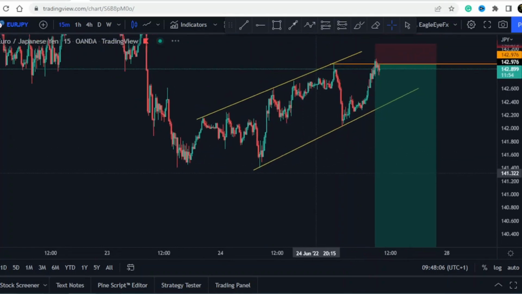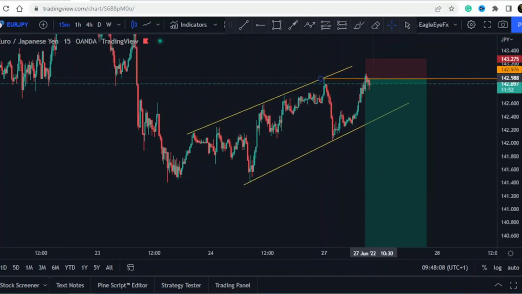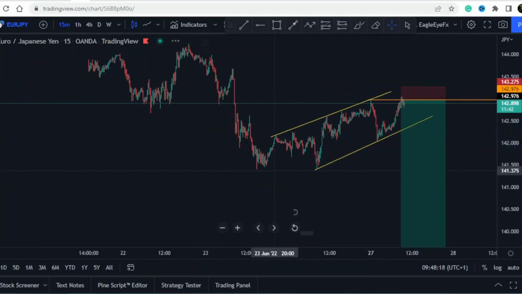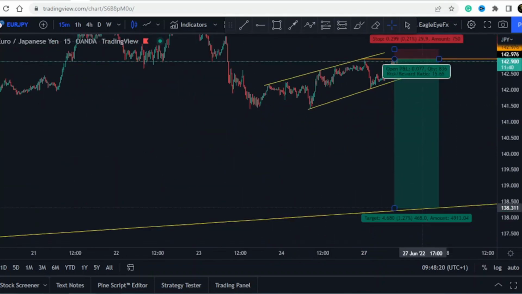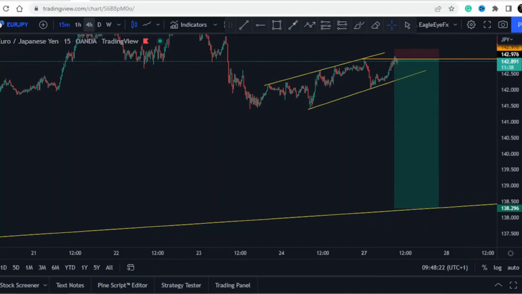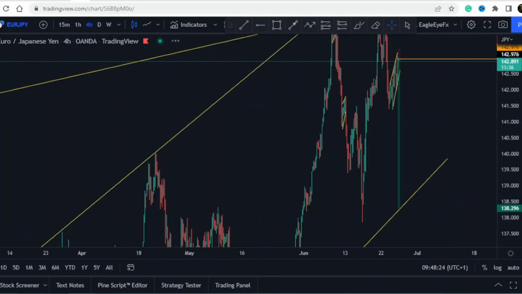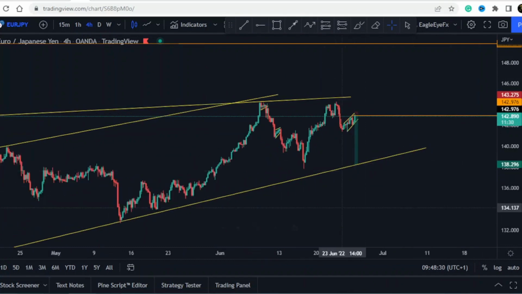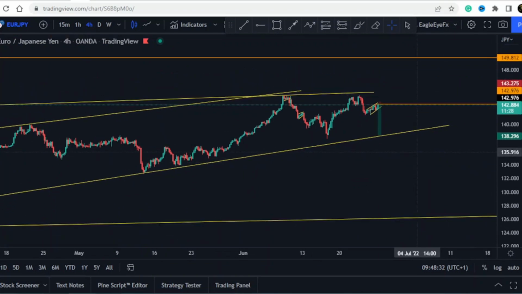Okay, so if you go to the 15 minutes time frame, you can see that you can actually enter here. It's giving us a double top over here. You could enter now, and then maybe just target this low over here, this trend line here. We're looking at a possible 15%. If I go to the 4 hour time frame, you can see that I'm actually targeting this trend line over here. We are looking at a 15%.